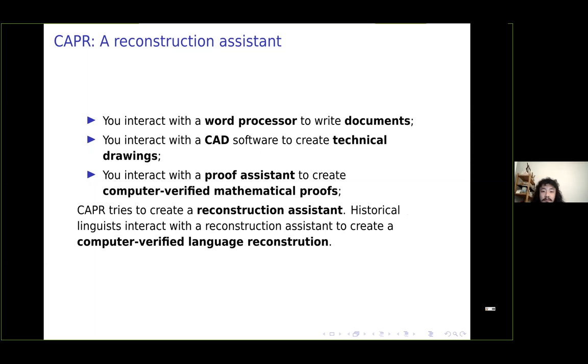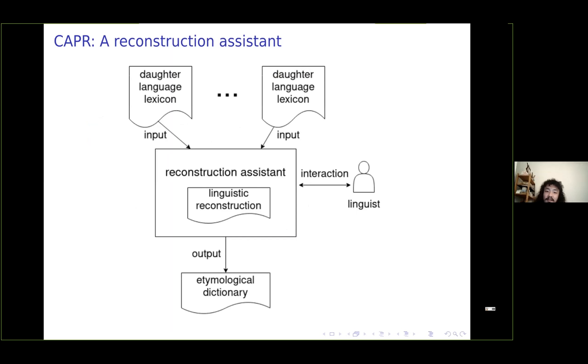Okay, so the idea of CAPR is that of a reconstruction assistant. What's a word processor? Well, that's what you use to write documents. The documents exist inside the word processor, and by interacting with it, you write your documents. A CAD is used for technical drawings and designs, and a proof assistant in mathematics is used to create computer-verified formal proofs. So that's the basic idea of a reconstruction assistant.